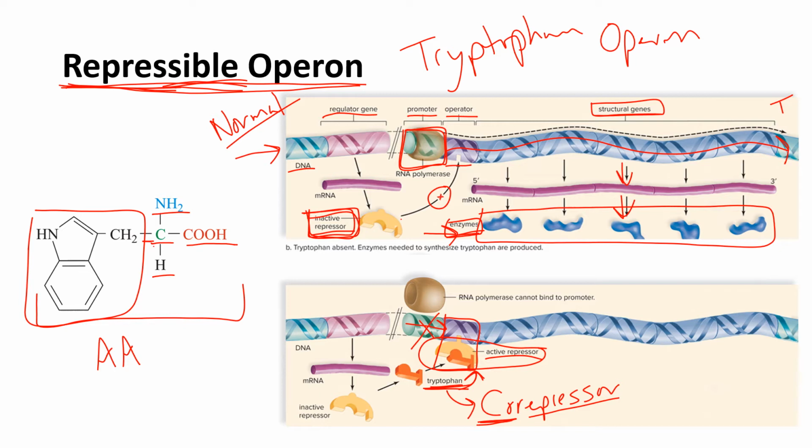But if there is too much tryptophan, the tryptophan acts as the co-repressor to bind to the repressor, activate it, and stop gene expression. The inducible and repressible operons were examples of negative control of transcription. And remember, negative control of transcription is where the active molecule shuts down gene expression. So the active repressor would stop transcription, shutting down gene expression. There's also positive control of transcription, and there are these processes that are found in bacteria.